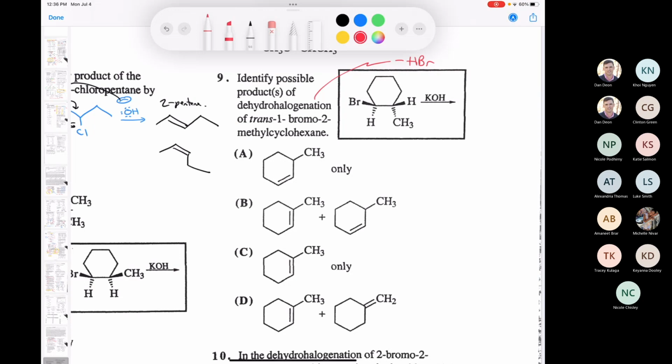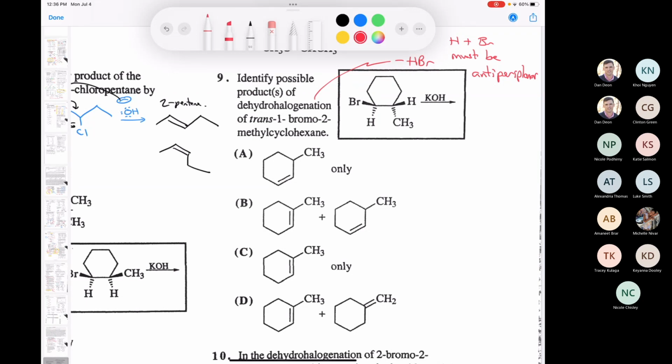If you want to do an E2, exactly, okay? So that means hydrogen and bromine must be anti-periplanar. Great, thank you. Okay, so they've got to be anti-periplanar.